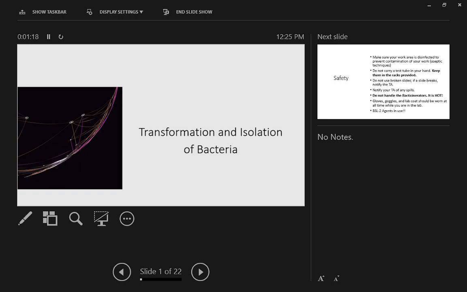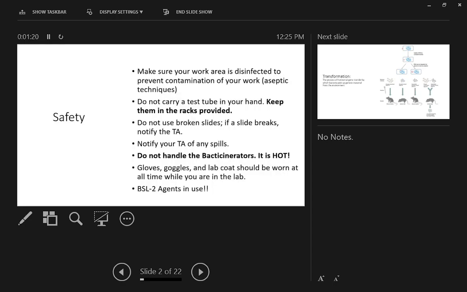Okay, anyways. Transformation and isolation of bacteria, among other things. A couple of important key things. Make sure you disinfect your work area, as always. Make sure you don't carry any tubes in your hands. Use a rack at all times.